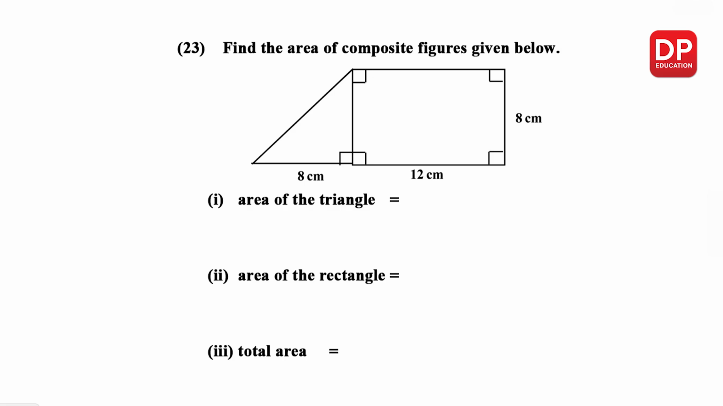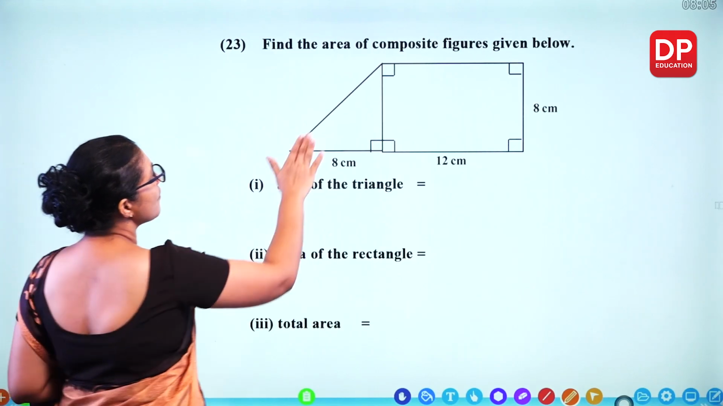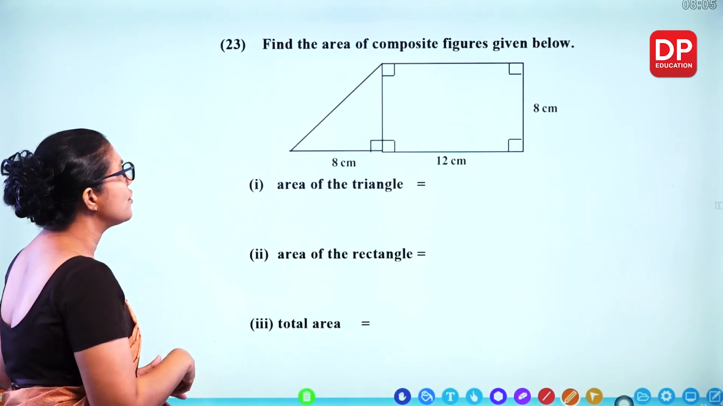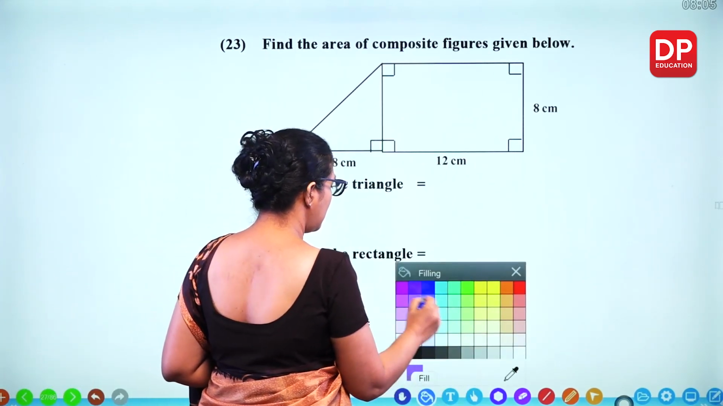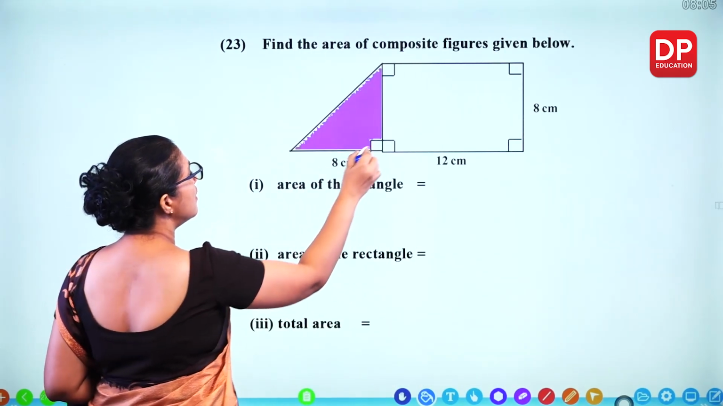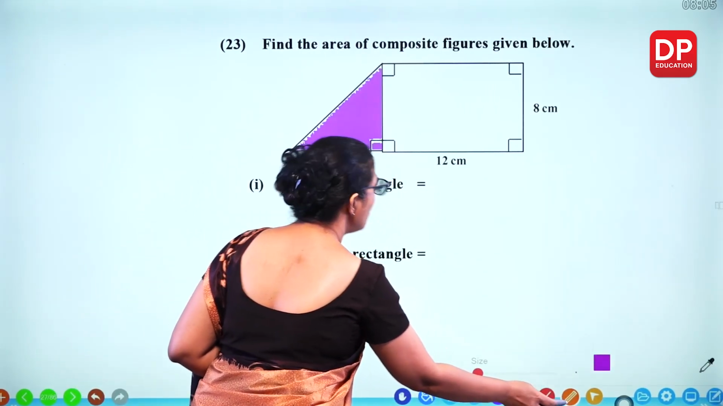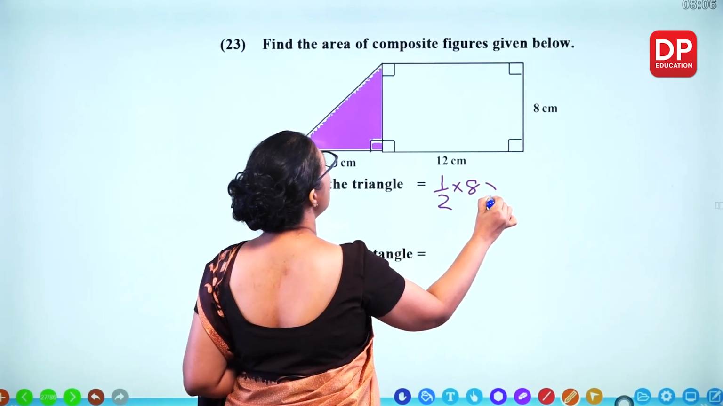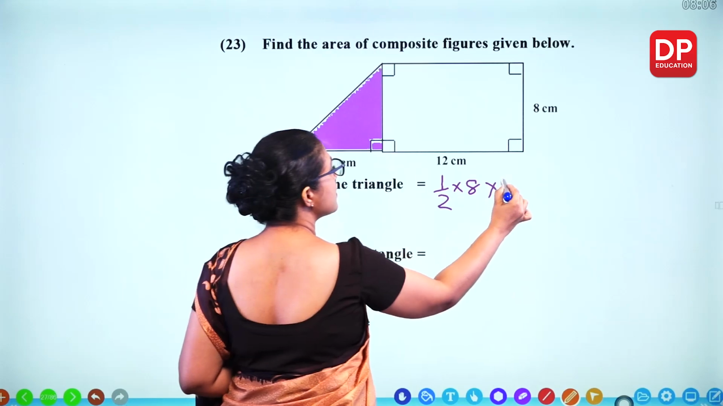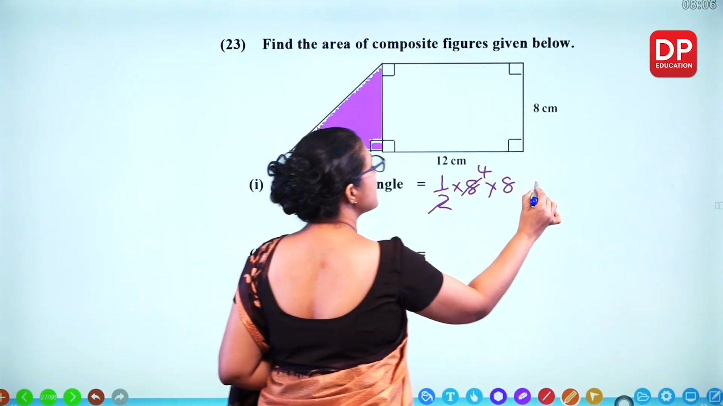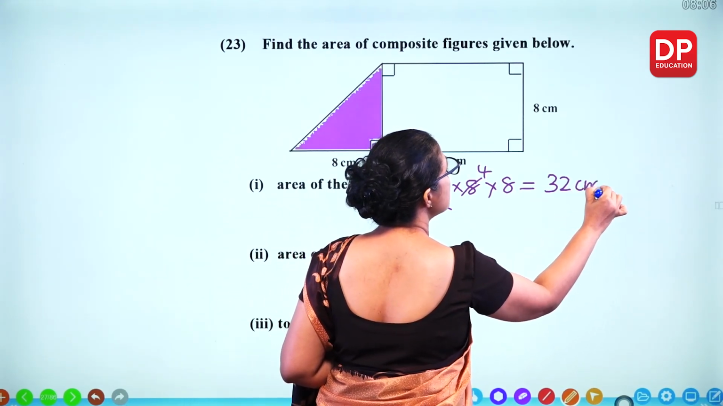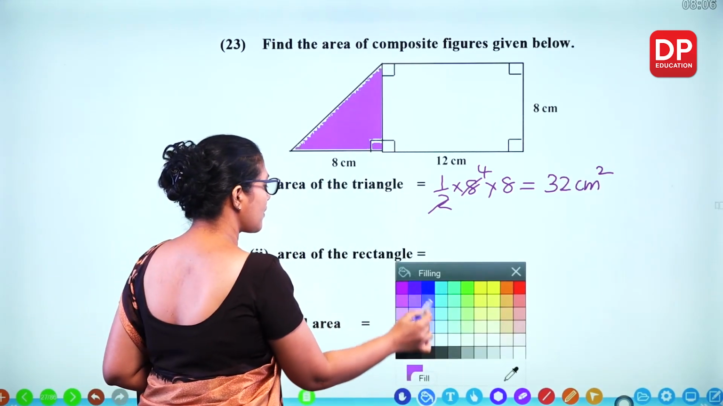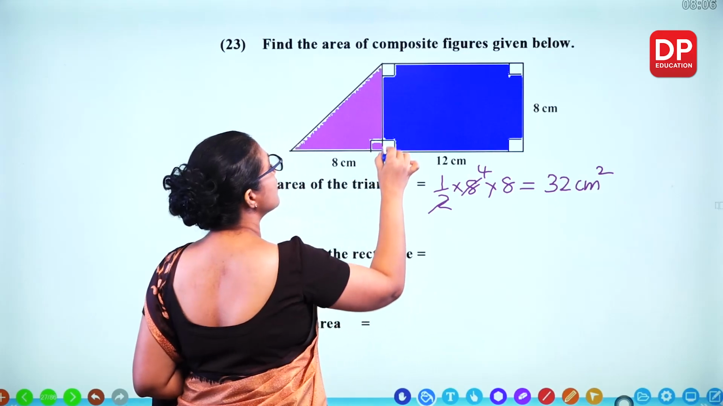Find the area of the composite figure given below. There's a right angle triangle and a rectangle. So what's the area of the triangle? This area, half into base 8, perpendicular height is 8. That's 32 square centimeters. Area of the rectangle. What's the area of the rectangle? This one.